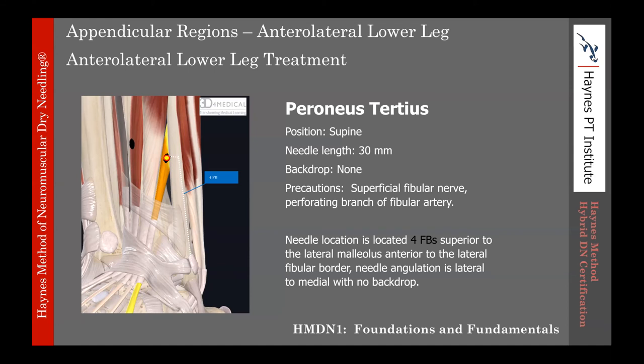And then peroneus tertius is going to be fairly similar in its needle placement, maybe just a little bit inferior. It's going to be located four finger breadths superior to the lateral malleolus, anterior to the lateral fibular border. The needle angulation here is lateral to medial with no backdrop. Now I say lateral to medial, away from midline, so technically it's going to be medial to lateral.